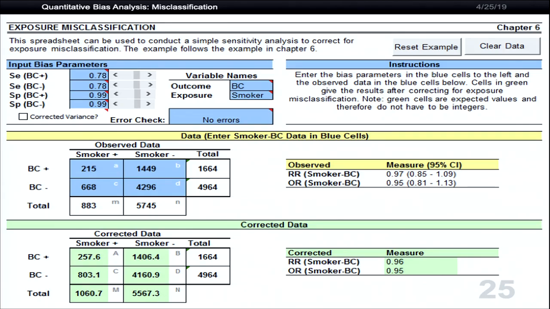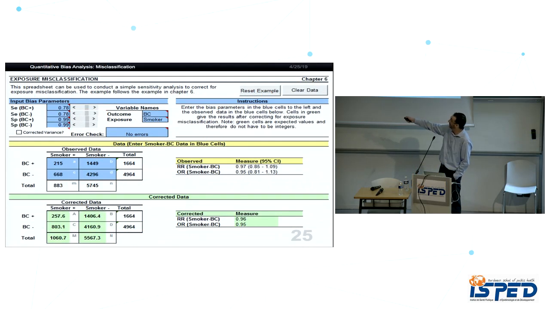You simply take your observed data, put it in here in the blue, put in reasonable estimates of the sensitivity and specificity, although you can change them, and you will get the corrected data, corrected in quotes there, because we don't know it's the truth. It's the assumed truth if our assumptions about the bias parameters are correct. And you can go from the observed odds ratio of 0.95 to the expected odds ratio of 0.95. So if I assume that the sensitivity is 78% and the specificity is 99%, it actually has no impact on the results. It does, but it's a rounding error. It's so small that it makes no difference.